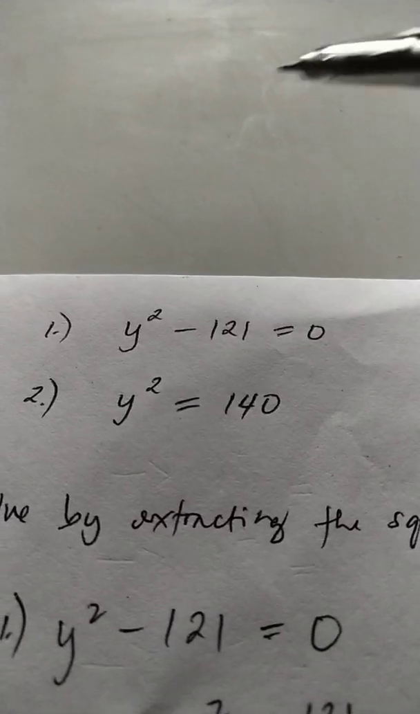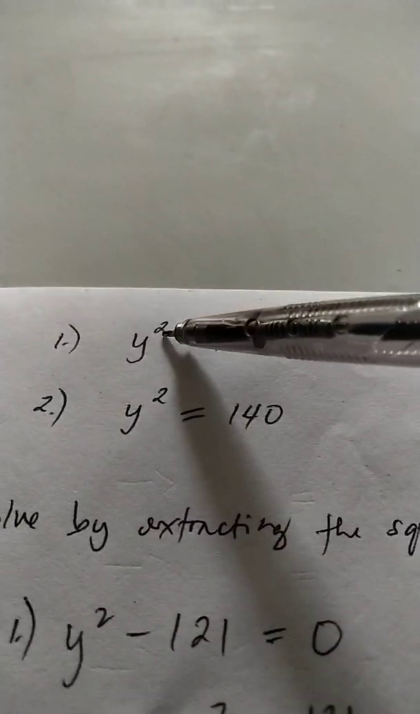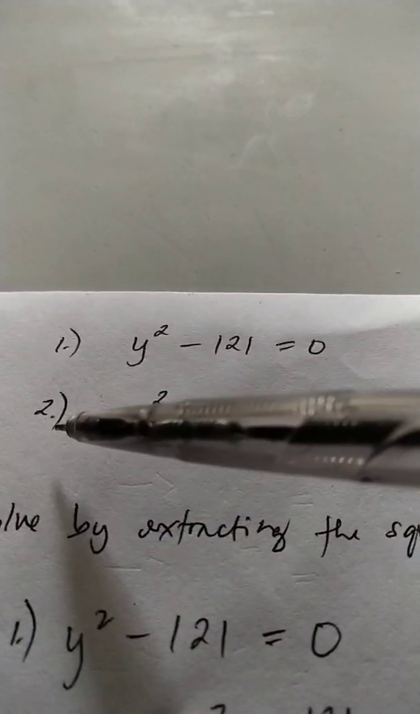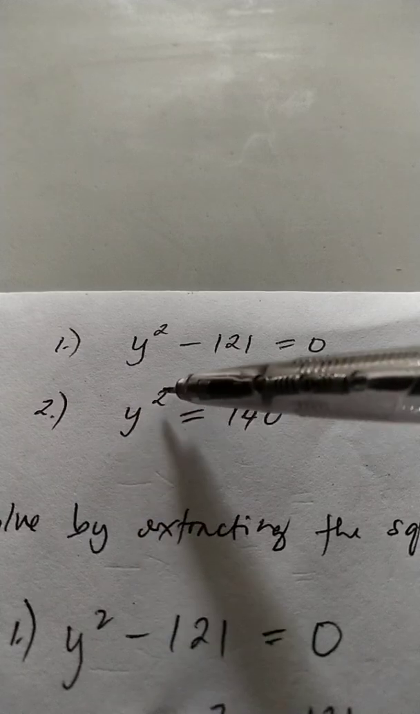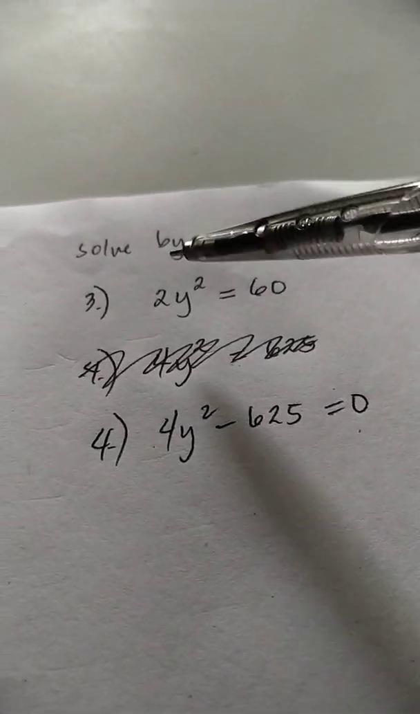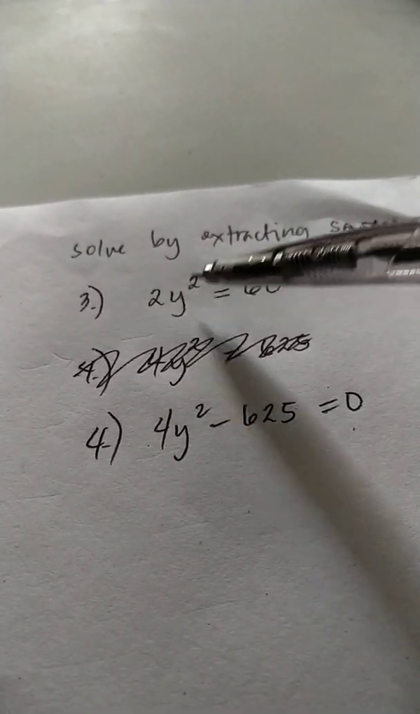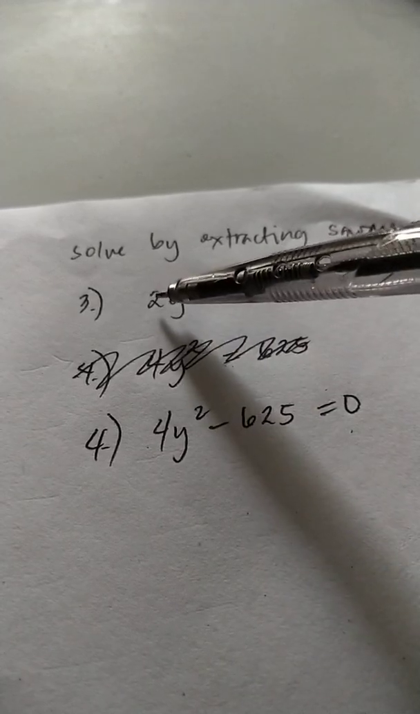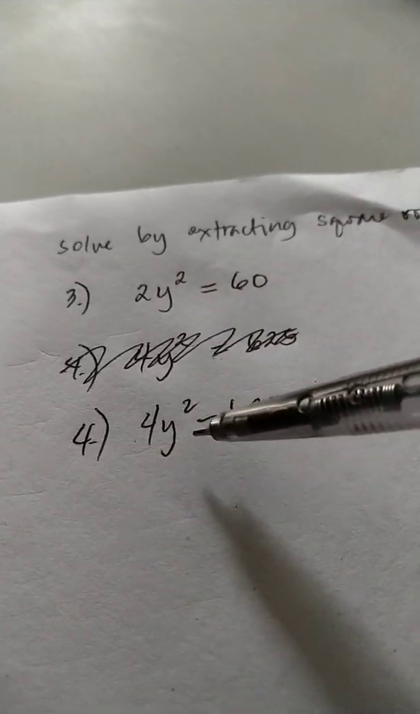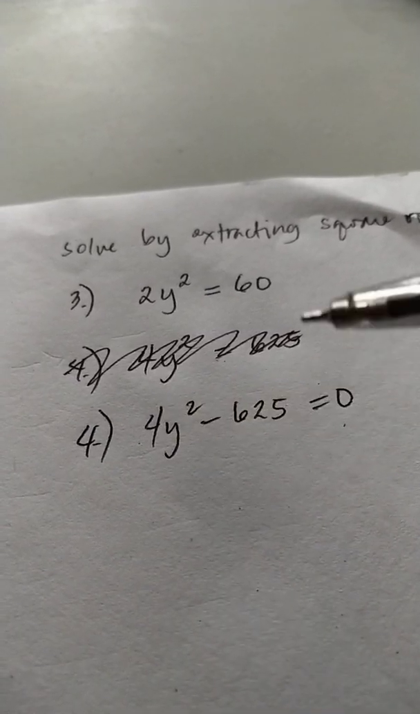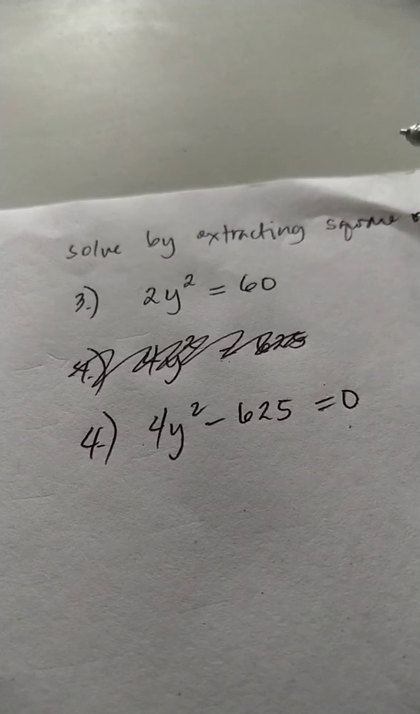As you can notice, in example 1, the numerical coefficient of y square is 1. For number 2, the numerical coefficient of y square is also 1. But in this example, number 3, it is more than 1. It is 2. The numerical coefficient of y square is 2. For example 4, the numerical coefficient of y square is 4. So, how to deal with that kind of given?